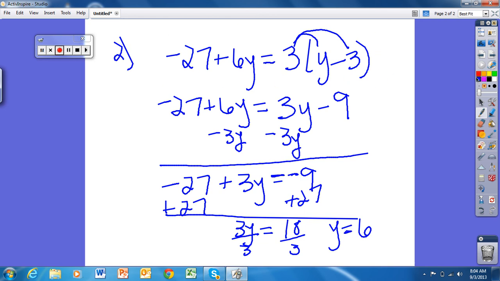And again, if we plug it in, you'll notice that 6 times 6 is 36, and 6 minus 3 is 3. So on the left we have negative 27 plus 36, which is 9. And on the right, we have 3 times 3, which is 9, which makes this statement true, and that's why y equals 6 is the solution. Okay?